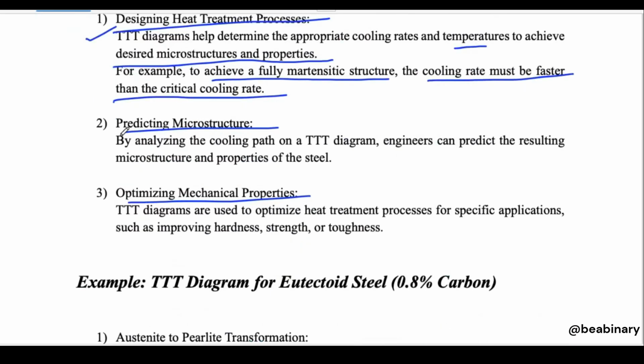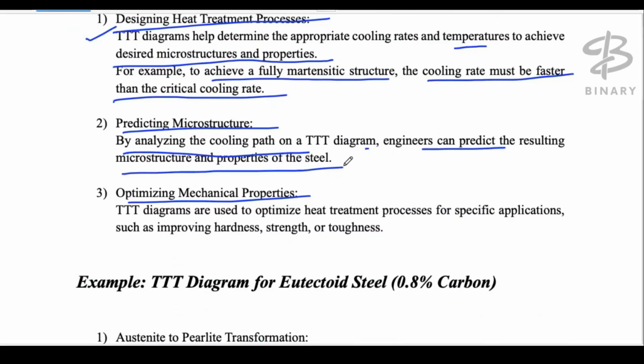Predicting the microstructures: by analyzing the cooling path on the TTT diagram, engineers can predict the resulting microstructures and properties of steel. So, with the help of the TTT diagram, we can predict what kind of microstructures we are getting with this heat treatment. So we can have an idea, and with the help of the microstructure knowledge, we can conclude what kind of properties we would be having with this steel.